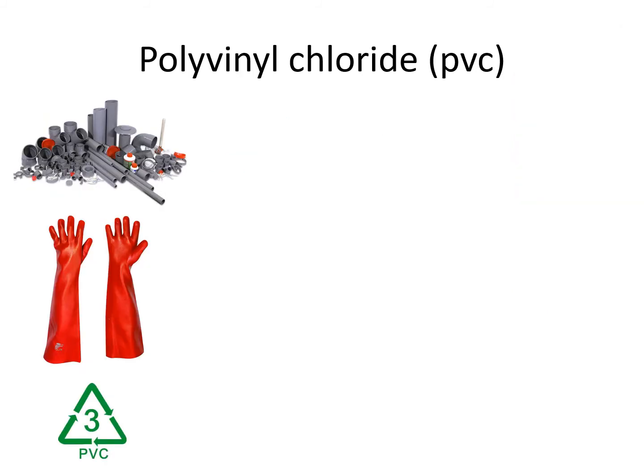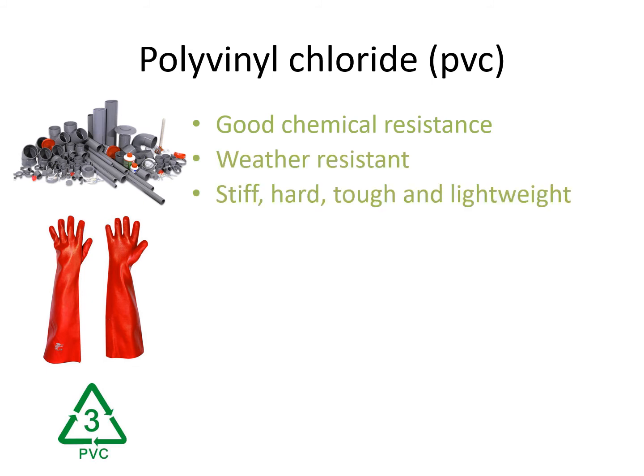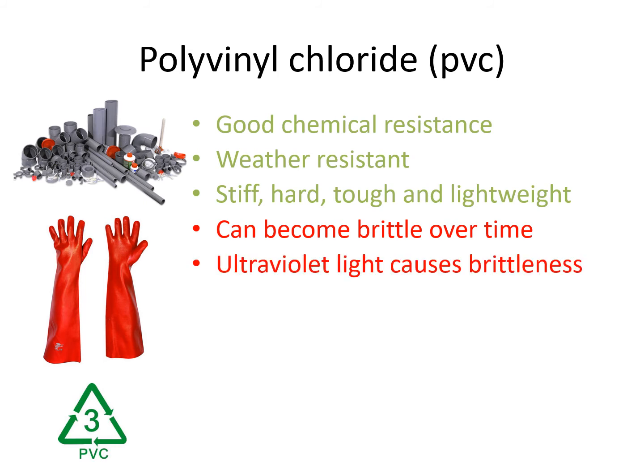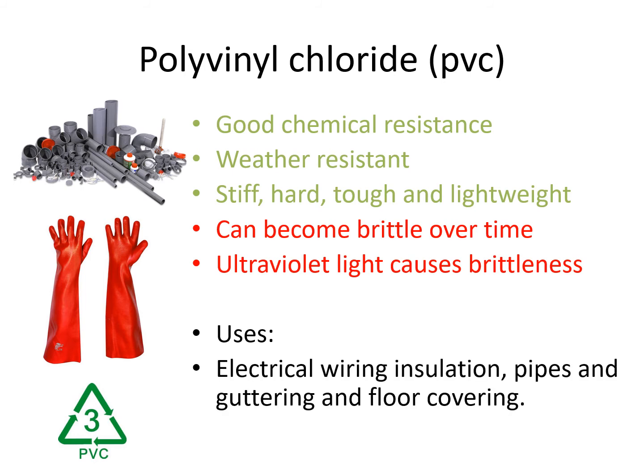Polyvinyl chloride, abbreviated to PVC. This has good chemical resistance, which makes it good for PVC gloves. It's weather resistant, tough and lightweight. It is also used for things like piping, but can become brittle over time. Its main uses are electrical wire insulation, pipes, guttering and flooring.